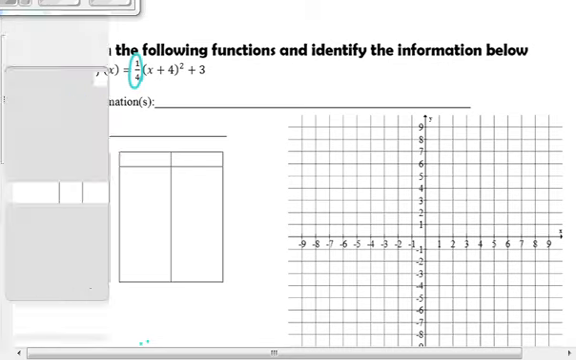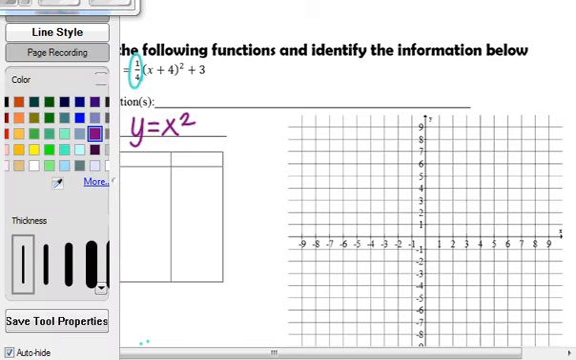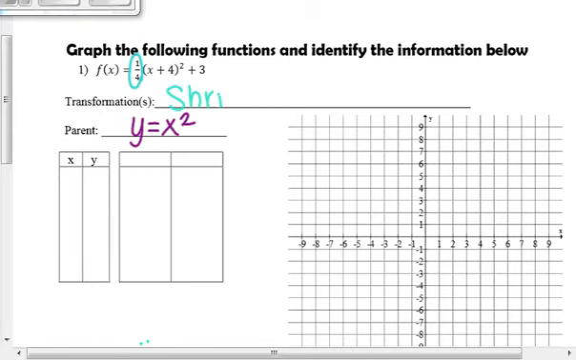Our parent function is y equals x squared. So we're seeing what's happening to my x squared. Well, we're multiplying the 1/4 out in front. And this is our a value, which shrinks our function.